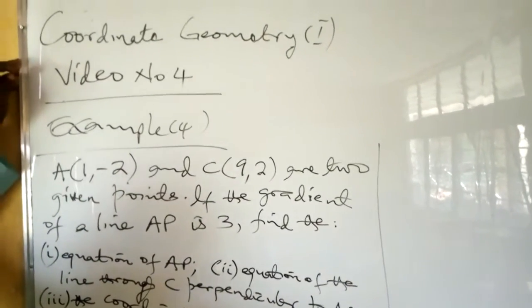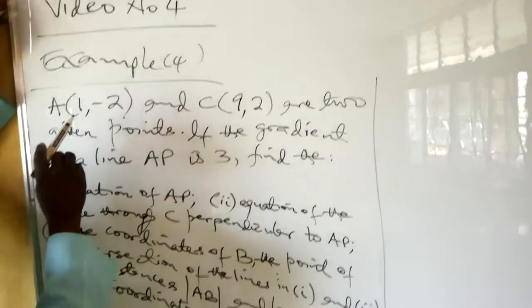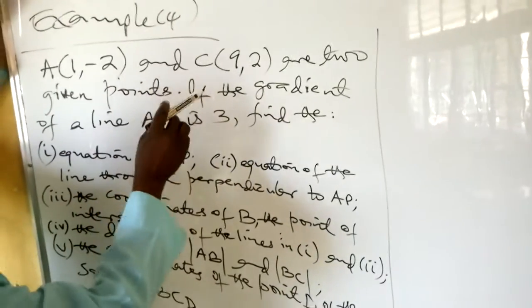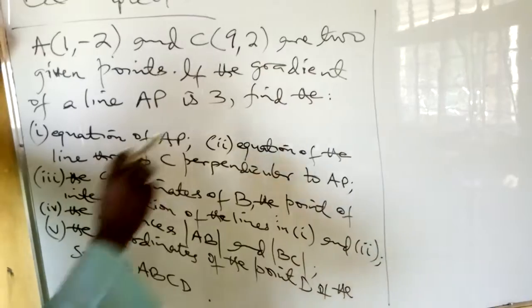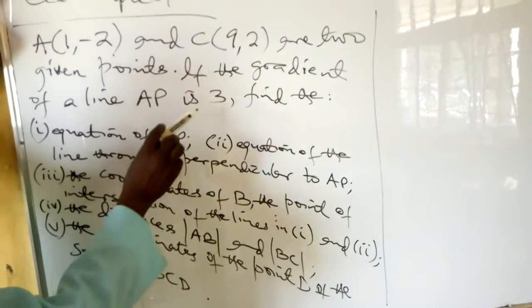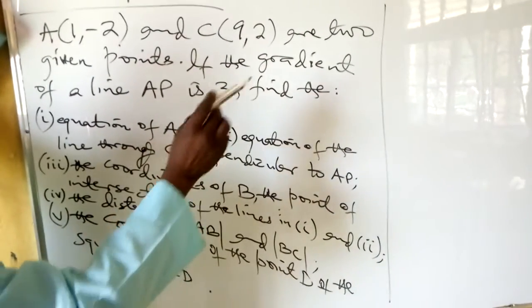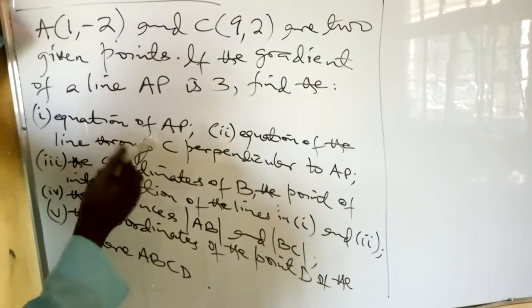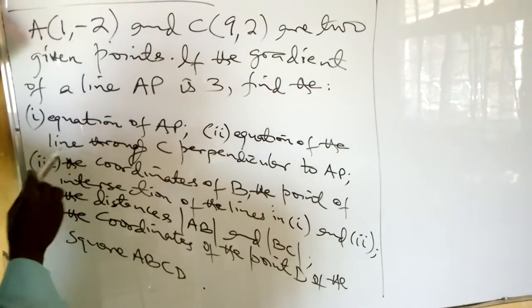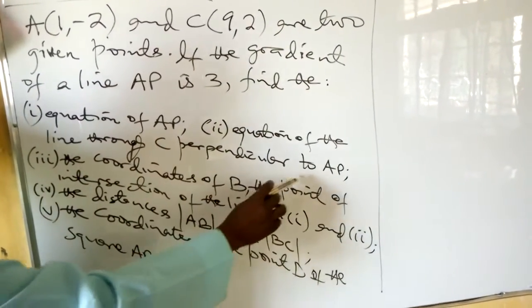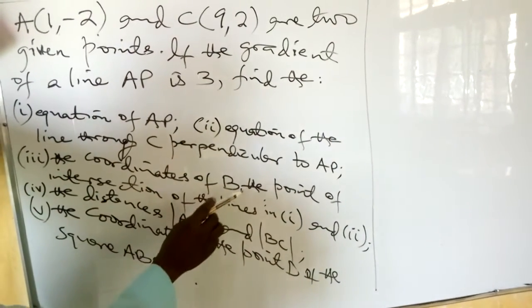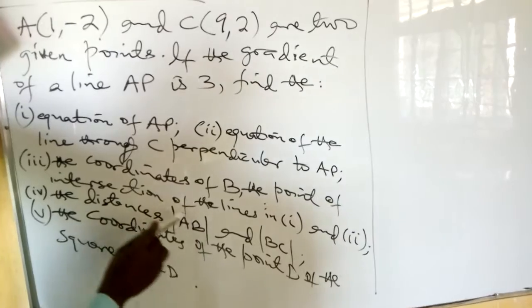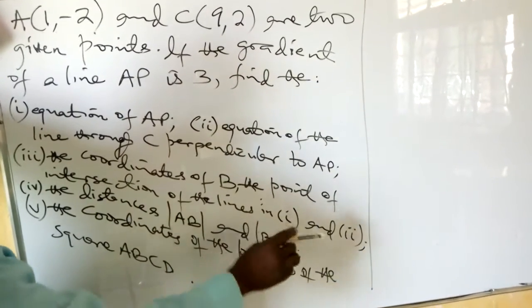I read the question. A(1, -2) and C(9, 2) are two given points. If the gradient of a line AP is 3, find the following: 1, the equation of AP. 2, the equation of the line through C perpendicular to AP. 3, the coordinates of B, the point of intersection of the lines in 1 and 2.